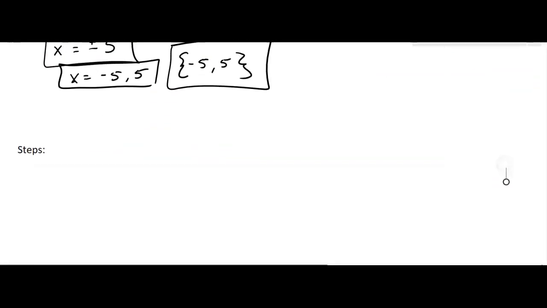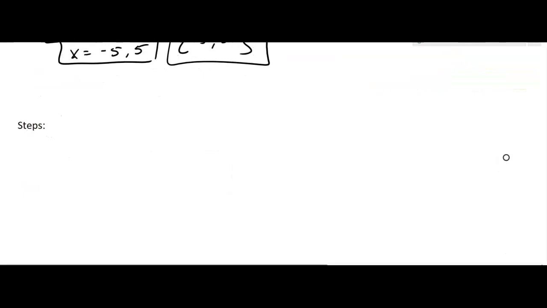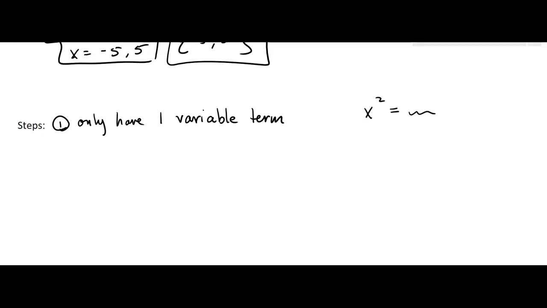Okay, so what are the steps to solve by using the square root property? First of all, you can only have one variable term. So you're going to see some examples in a minute. So I can have something like x squared equals whatever. Or I could have 3x squared equals whatever. Those are fine. You could have something like x plus 2 squared equals whatever. And that's fine. These are generally the three different forms we're going to probably see it in. But those all work with the square root principle.